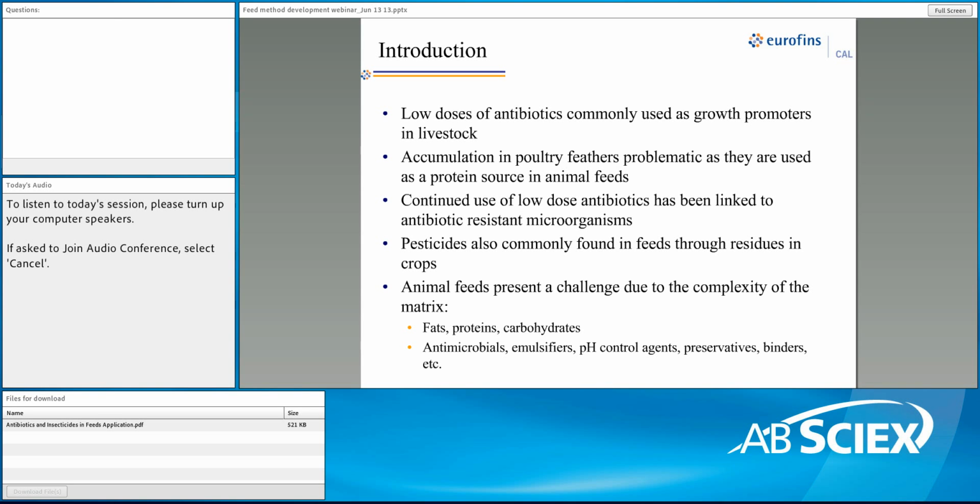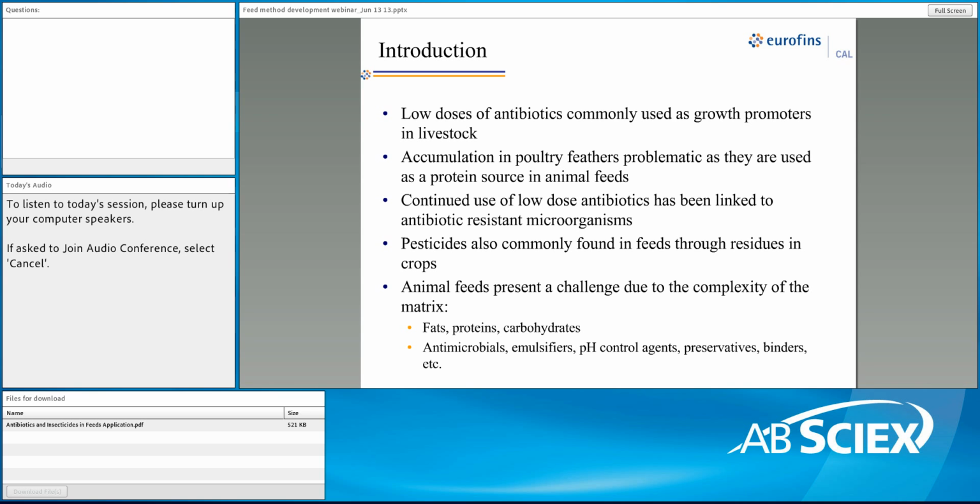Another area that we were examining in this method is pesticides that can be found in these feeds due to residues in the crops. So when these feeds are produced, obviously there's a lot of grains that are going into these as well, and so we can find these residues.